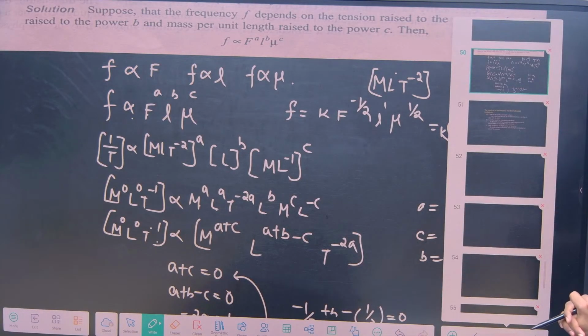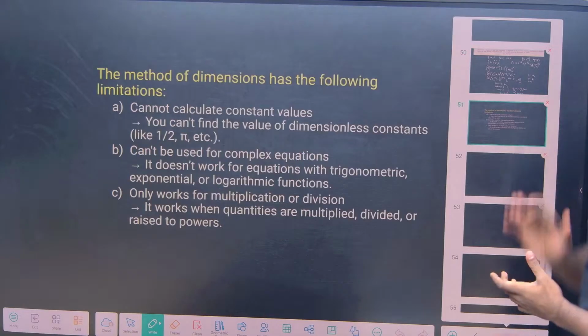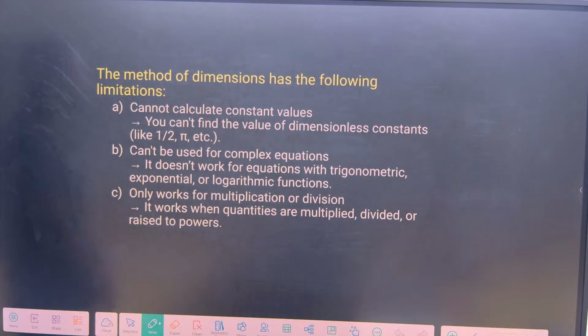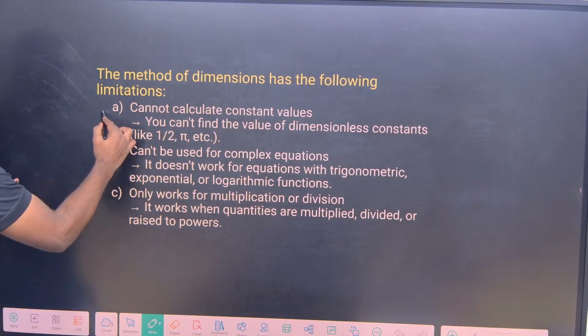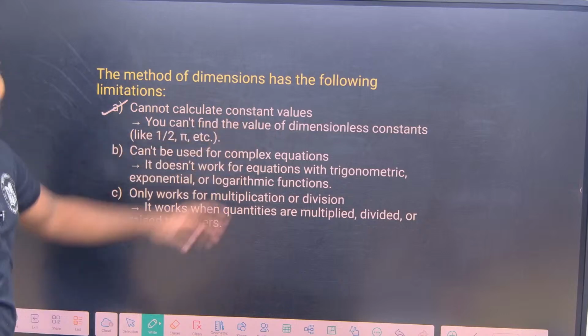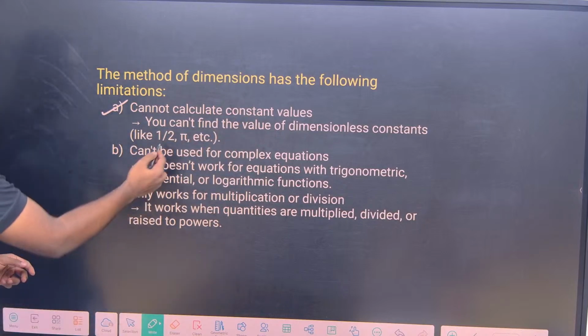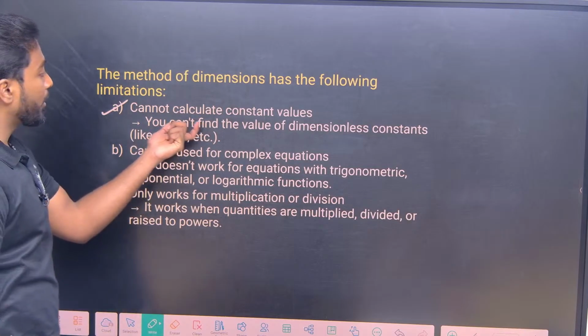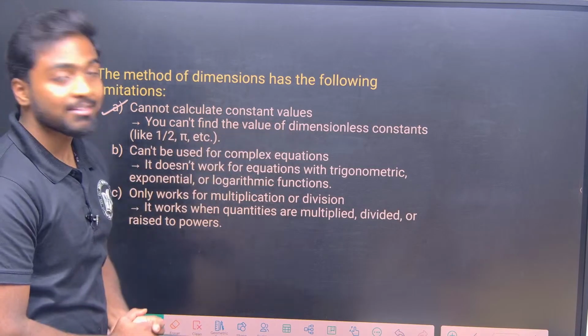Right, so now we'll see the method of dimensions has the following limitations. Some limitations will be there for this. First one: it cannot calculate constant values. Like 1 by 2 pi, those constant values we cannot calculate. So you cannot find the values of dimensionless constants.